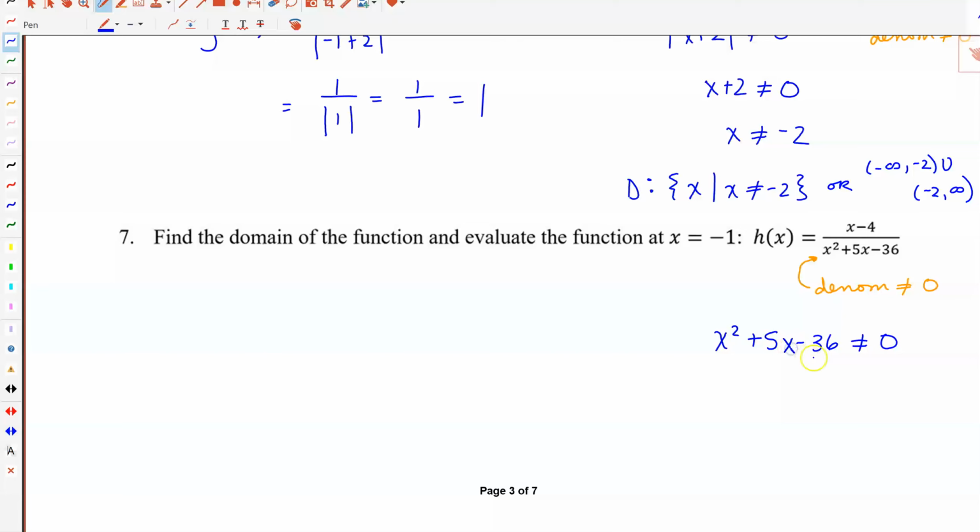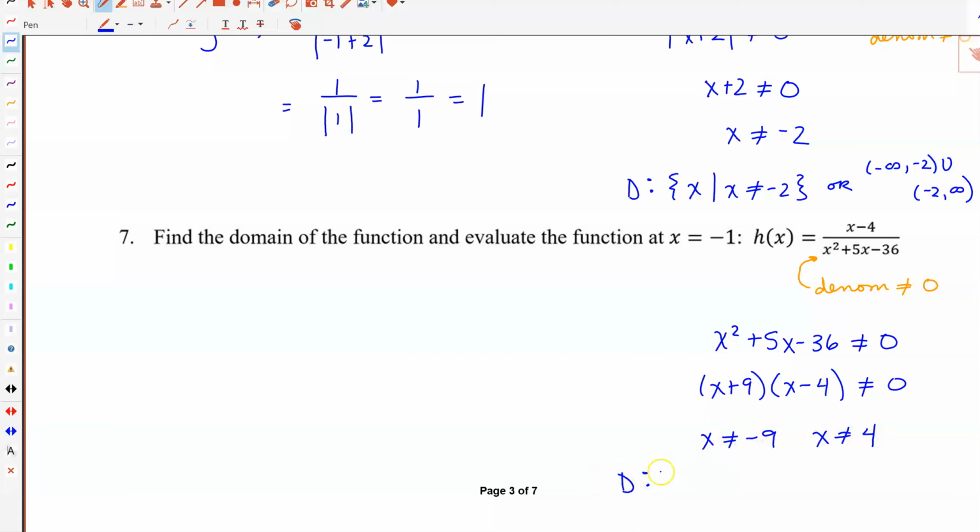If you wanted to, you could use the quadratic formula, but you're actually going to find that this does factor really nicely. So I'm just going to go ahead and factor it. This will factor into x plus 9, x minus 4 is not equal to 0. Setting each one of these factors not equal to 0, you get x is not equal to negative 9 and x is not equal to 4. So in this case, I'm going to have two values that I have to throw out of my domain.